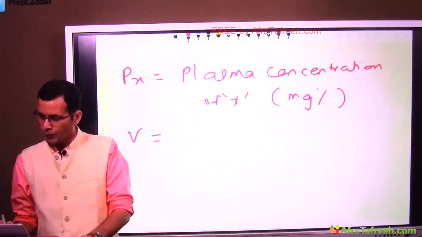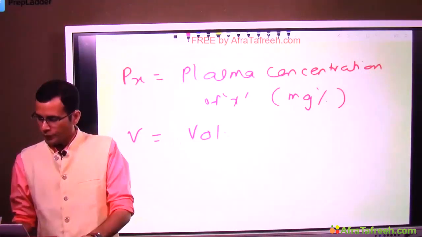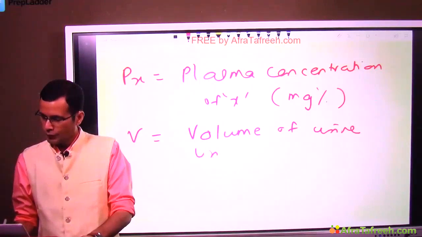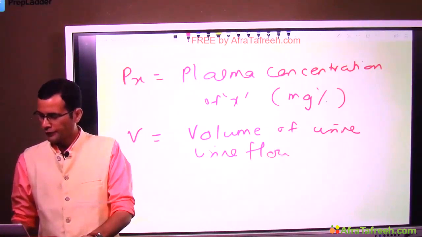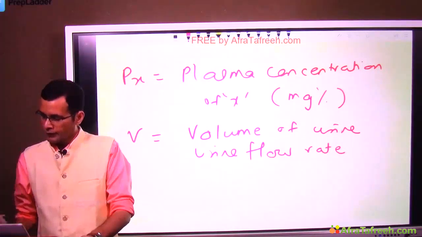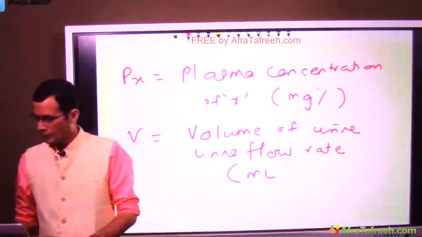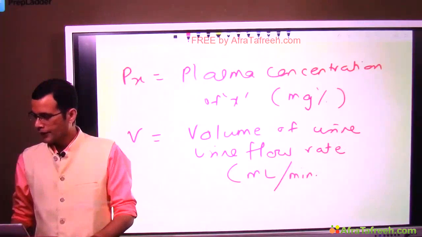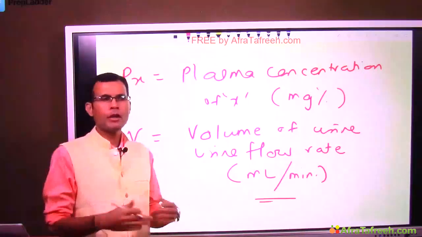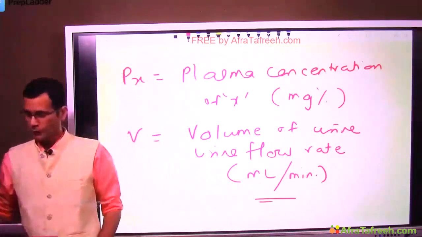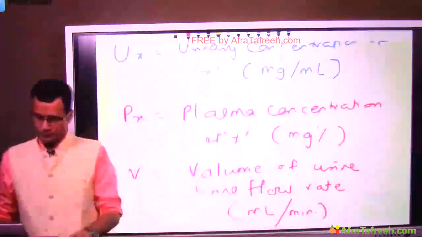Volume of urine per unit time, or also called urine flow rate, and that will be ml per unit time. Let's take it per minute. It could be per hour, per day. So that's volume of urine or urine flow rate, right?